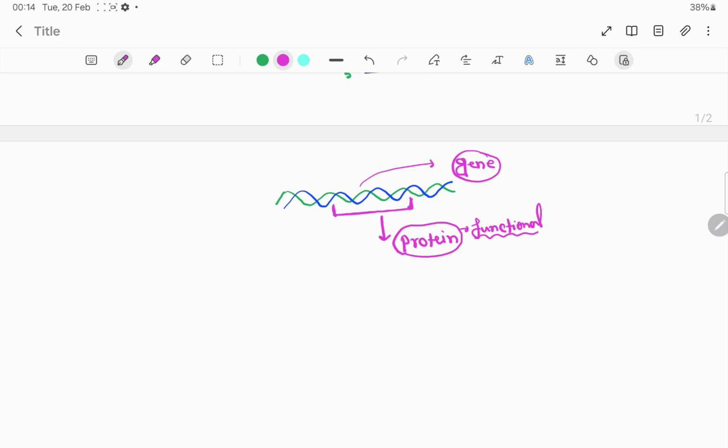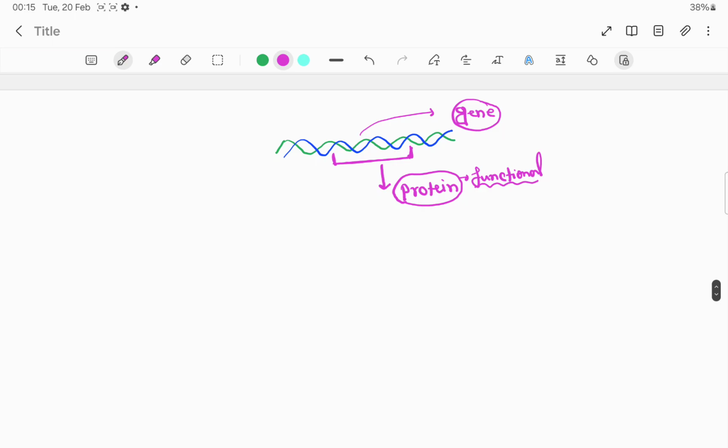So we can say that the entire DNA is not a gene. In DNA there will be some parts from where protein will be formed. Clear? Functional protein. Now whenever this functional protein is formed, the characters will be seen.